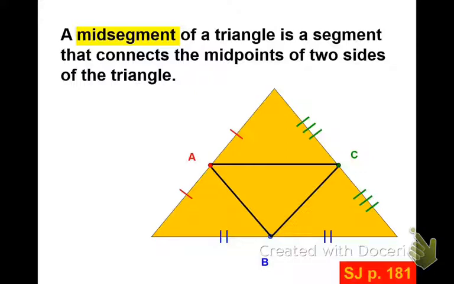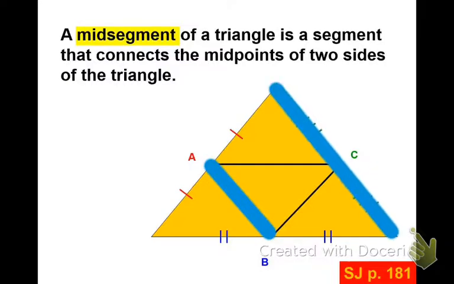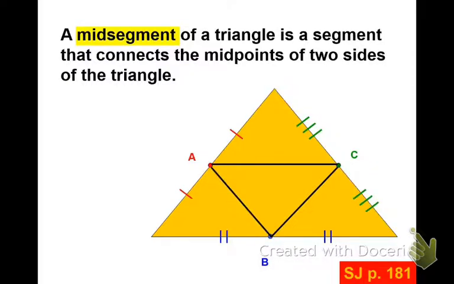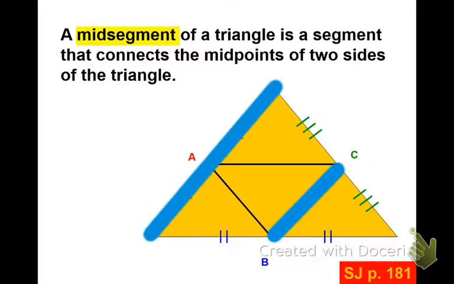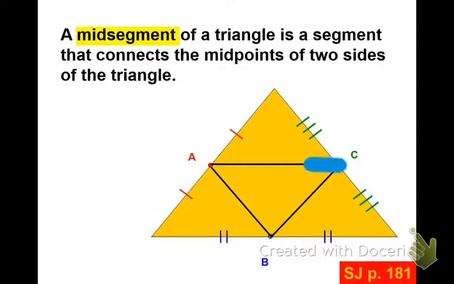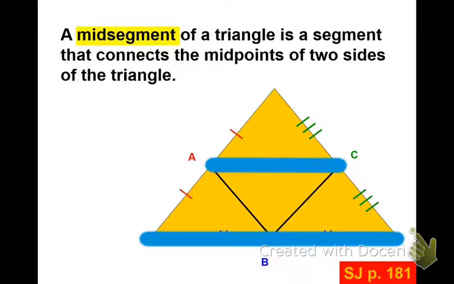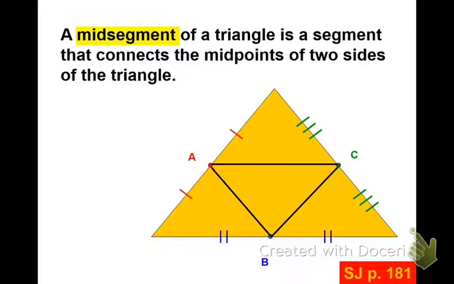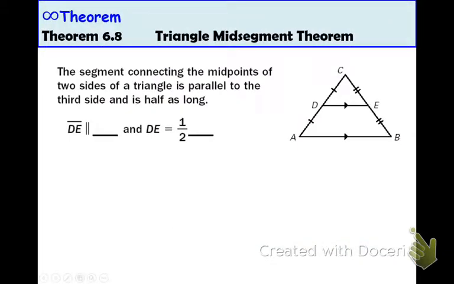and each mid-segment has a relationship with the side it is parallel to. So AB will have a relationship with this side over here. CB will have a relationship with this side. And then AC, a relationship with the bottom. All right, and that relationship will be spoken about on the second page. The segment connecting the midpoints of two sides of a triangle is parallel to the third side and is half as long. So we are going to go ahead and fill in our blanks.